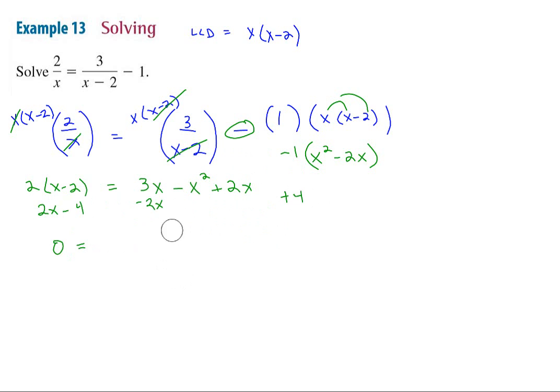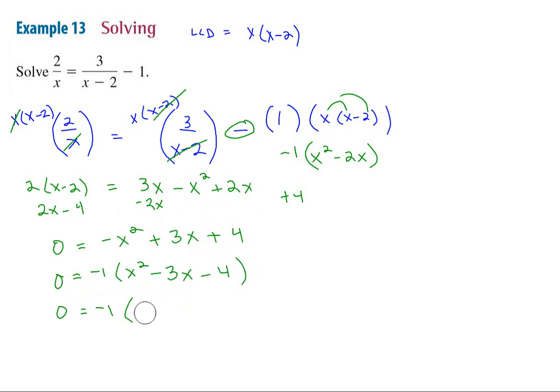So let's simplify all this, right? We're going to get negative x squared. That'll give you x plus 2x, so it'll be plus 3x. Then we have plus 4. Then let's solve this. What I'm going to do is factor out that negative 1. X squared minus 3x minus 4, equals 0. Let's factor this: x minus 4, x plus 1.